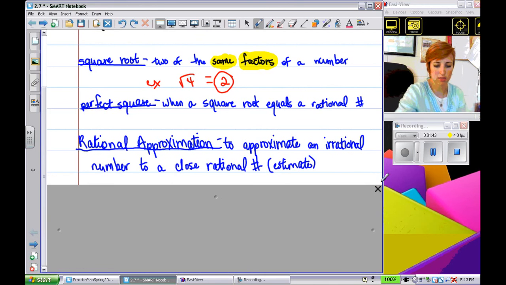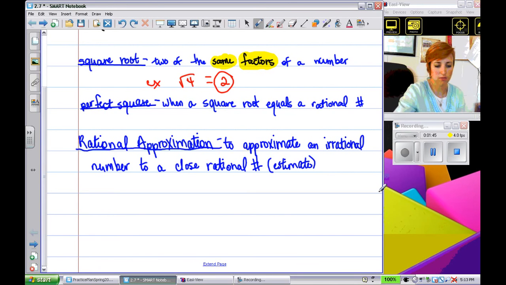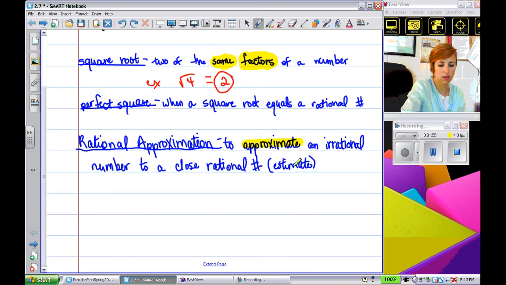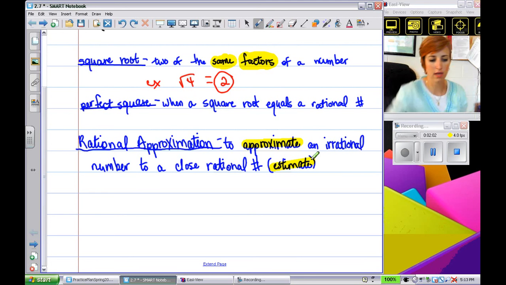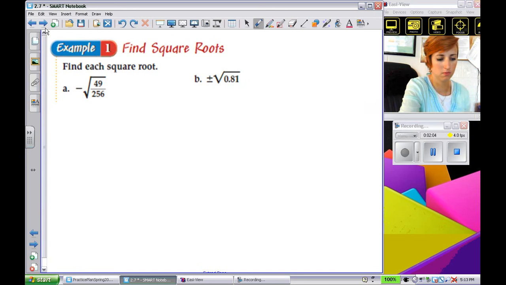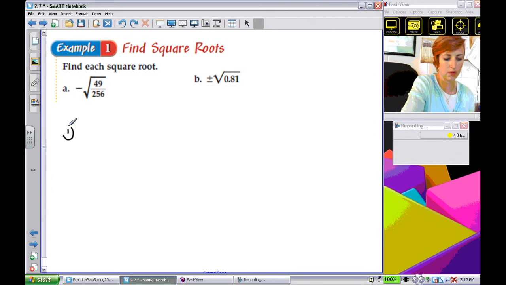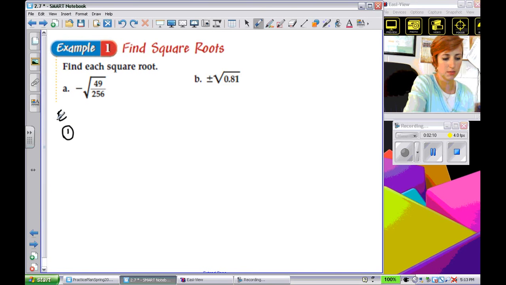Our last one is rational approximation, and it is to approximate an irrational number to a close rational number. And basically, the big keyword here is approximate, and that just tells us to estimate, so estimating numbers. Okay. Now, our examples. Example 1, remember to write what I have here in my marker, so example 1.